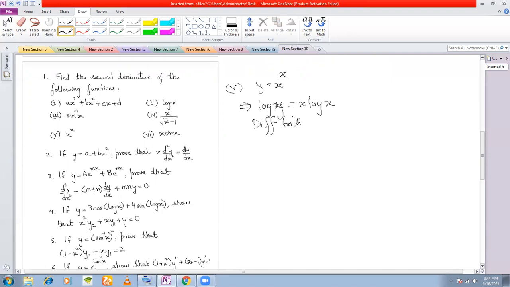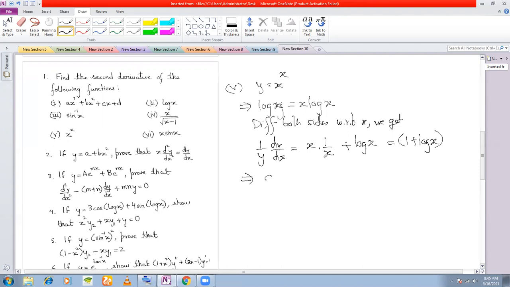Differentiating both sides with respect to x, we get 1 by y dy dx is equal to x, d dx of log x is 1 by x, plus log x into d dx of x is 1. So this simply becomes 1 plus log x. Okay. So that means dy dx is y into 1 plus log x.